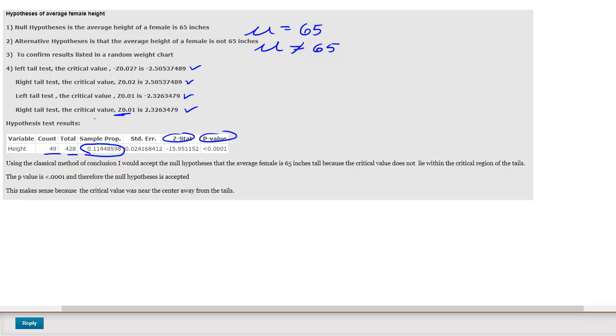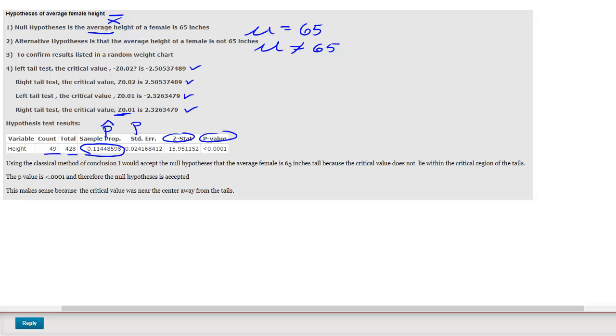What's the symbol for sample proportion? P hat. What's the symbol that we would use for the population proportion? Well, it would just be capital P. What's the symbol for a sample mean? Sample average is X bar, and then a population mean is mu.